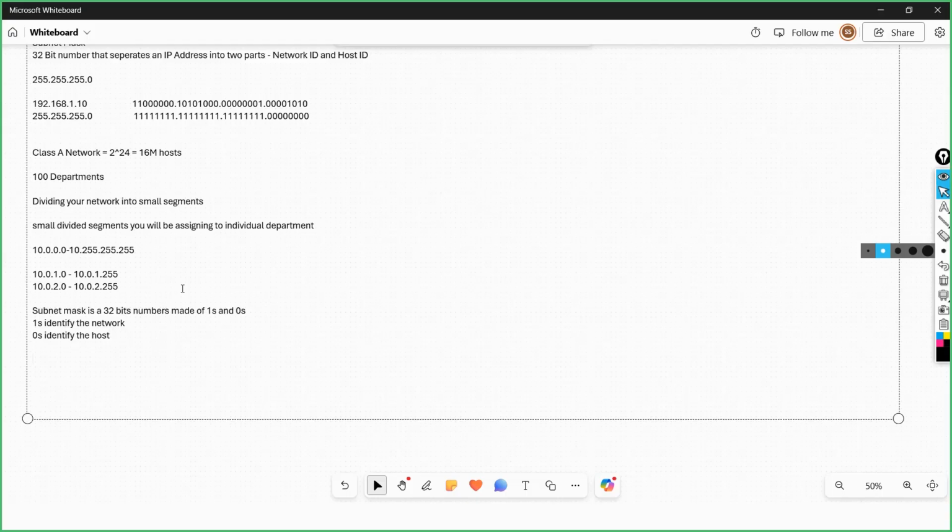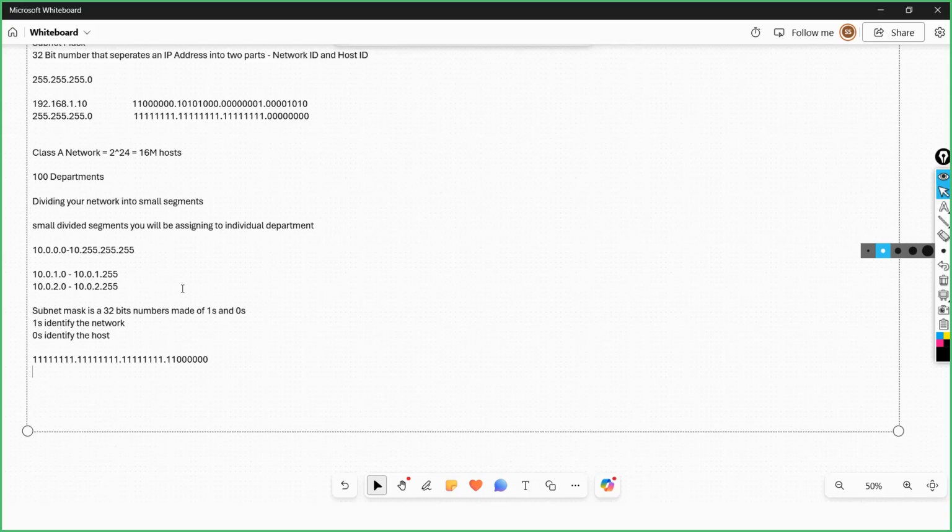Now, let's say I am writing a subnet mask. I am writing it in binary. Can anyone tell me what will be the subnet mask of this? If I am writing this in binary, what will be the subnet mask? Please put it in the chat box.